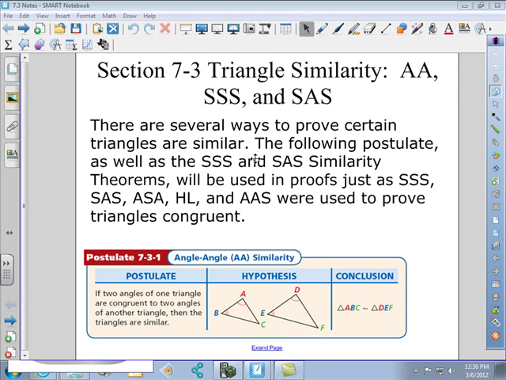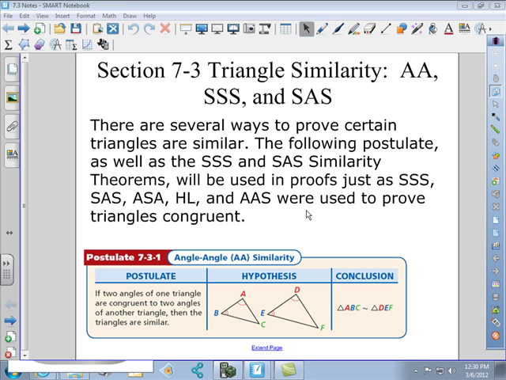Mr. Hudson here. Just going to go ahead and give you some notes over section 7.3, which deals with triangle similarity. You're going to see some similarities between this section and the sections that we did a while ago that dealt with congruent triangles. Now we're going to be talking about similar triangles.